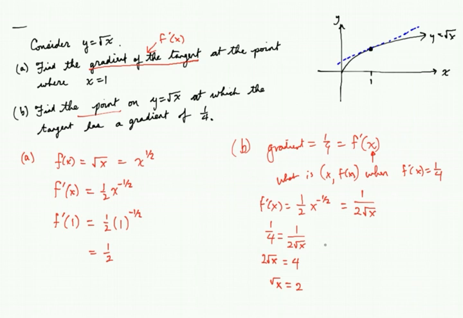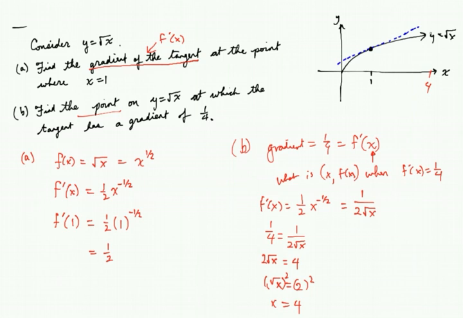Now root x is equal to 2. Since I want to get x, I need to square both sides. So if I square both sides, I get x is equal to 4. So x is equal to 4. That's going to be my x coordinate. So it's going to be way over here.